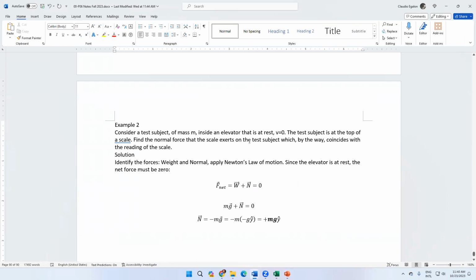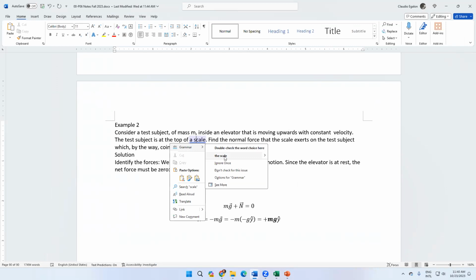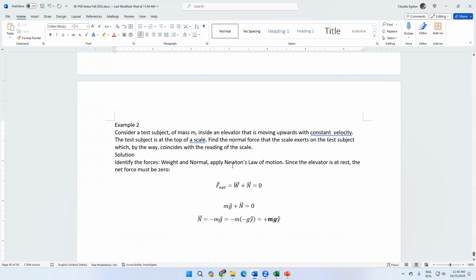Consider a test subject inside an elevator that is moving upwards with constant velocity. Find the normal force the scale exerts on the test subject, which, by the way, coincides with the reading of the scale. Solution? Okay, identify the forces just like before.